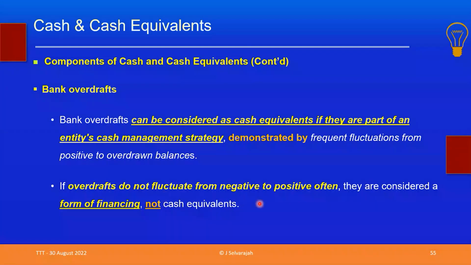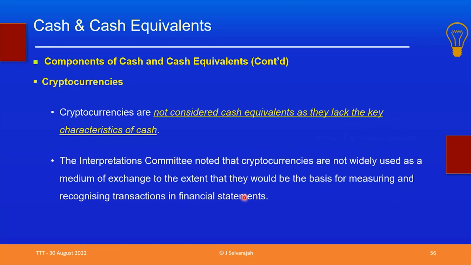If they do not fluctuate from negative to positive, often they are considered actually financing and not a cash equivalent. So we must understand the characteristics of a bank overdraft. We cannot say blanket, oh, bank overdraft, that one is cash and cash equivalent. You can't say that. You must look at the characteristics of the overdraft in the particular company. Don't use the term that it's payable on demand. Yes, the bank can demand payment, but you don't have the money to pay.